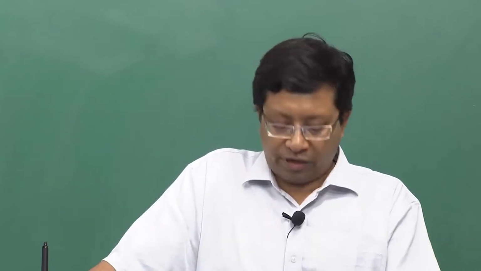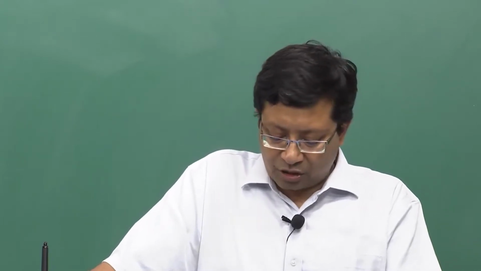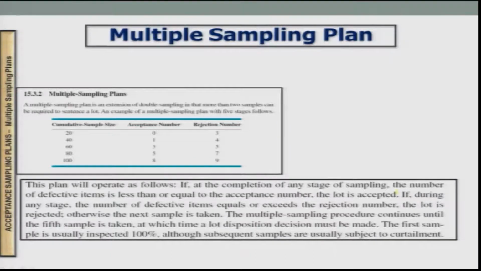So, let us continue reading it. The defective items is less than or equal to the acceptance number, the lot is accepted. If during any stage the number of defective items equals or exceeds the rejection number, then the lot is rejected. So, you reject or accept depending on that.